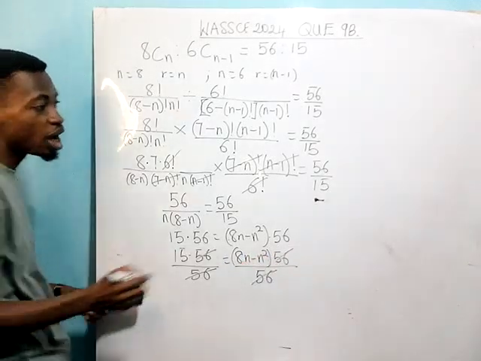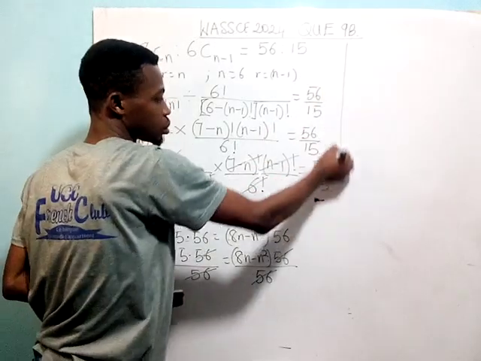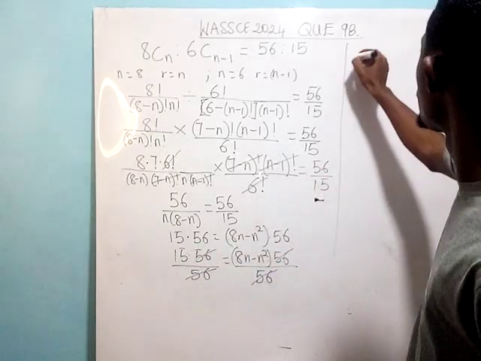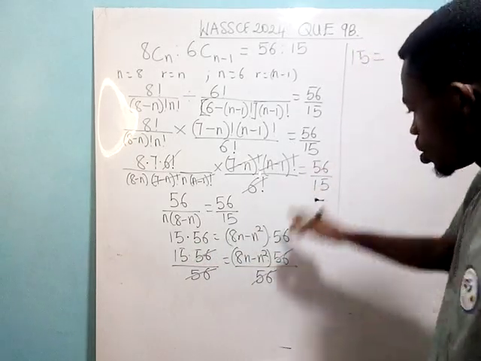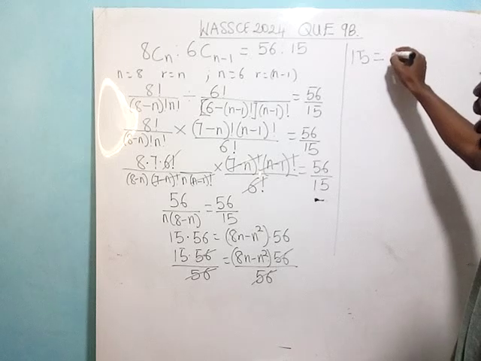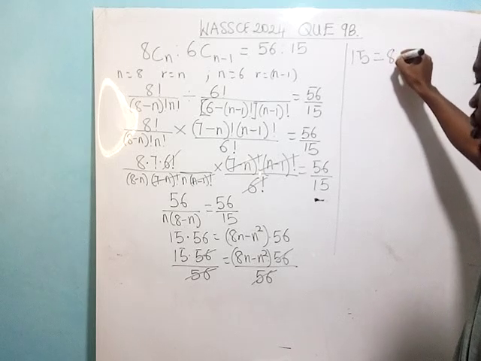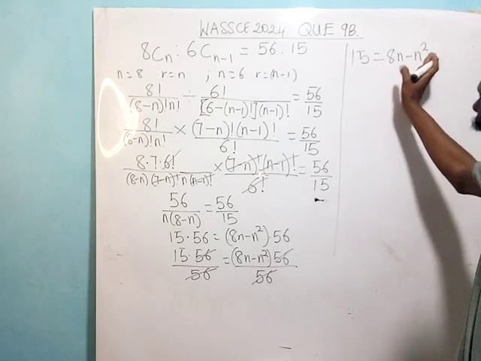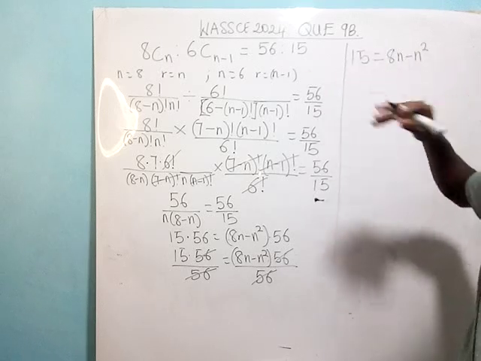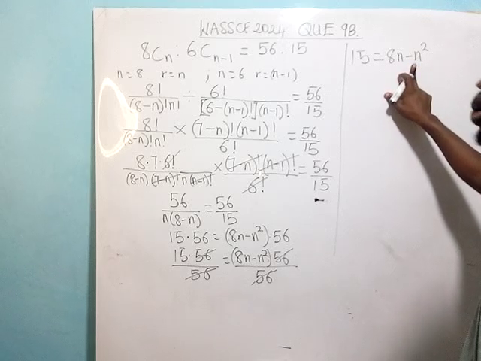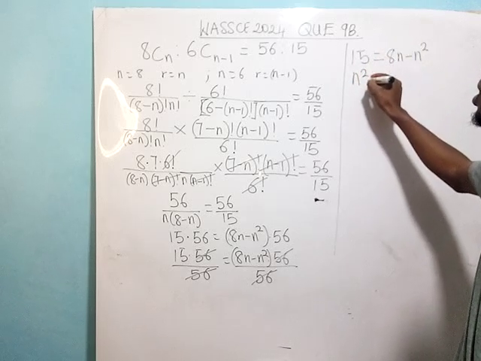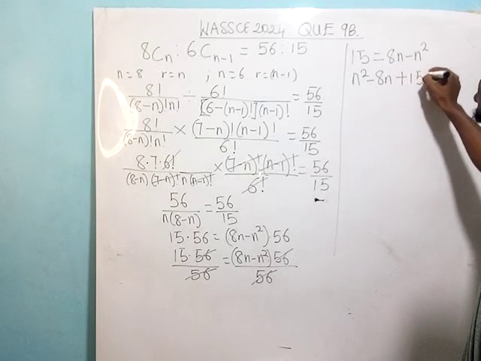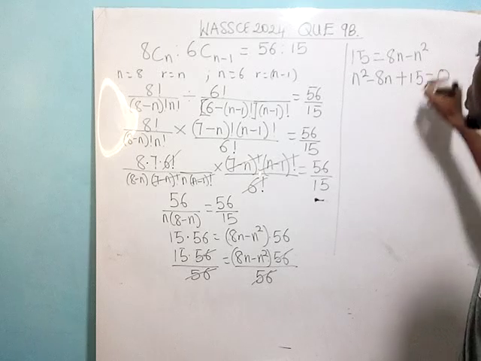So now we are going to have 15 here is equal to 8n minus n squared. Now let's move this one to this side to ensure we are working with a positive coefficient for n squared. So we have n squared minus 8n plus 15 is equal to 0.